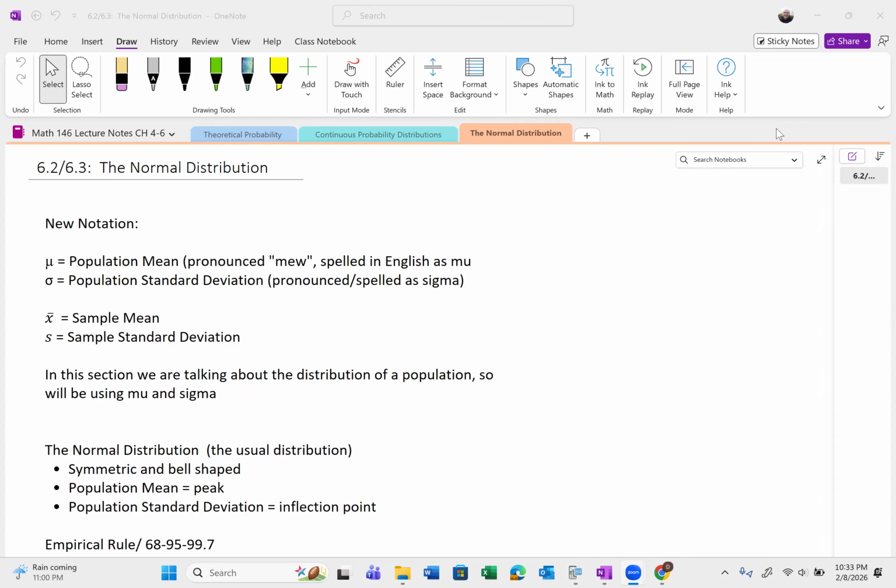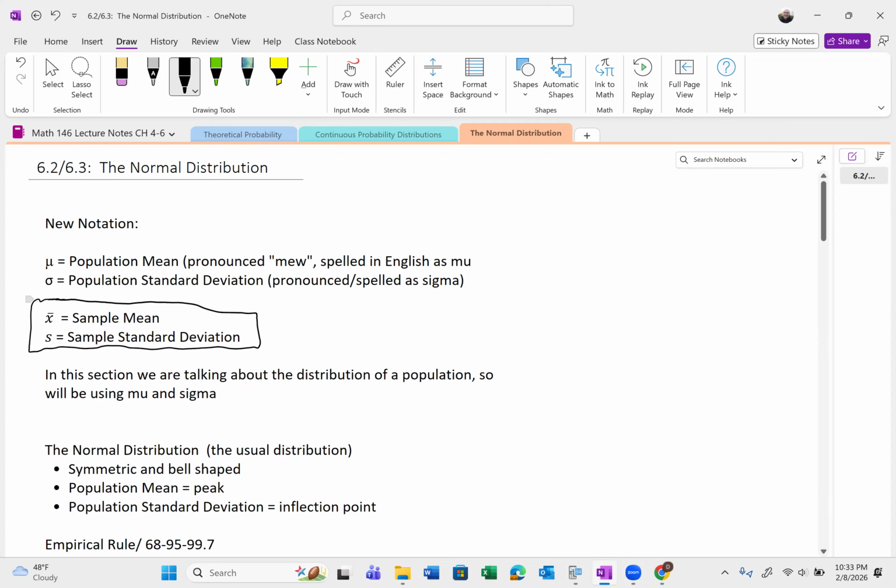The other type of distribution that we look at that's a continuous distribution is the normal distribution. But before we get into there, we're going to see a little bit of a change in our notation. When we first started out, we just started describing the sample mean and the sample standard deviation. We'd use the x with a line over the top of it to represent the sample mean, the mean of a sample, and s is the sample standard deviation. Here in this section, we're going to start using these two symbols.